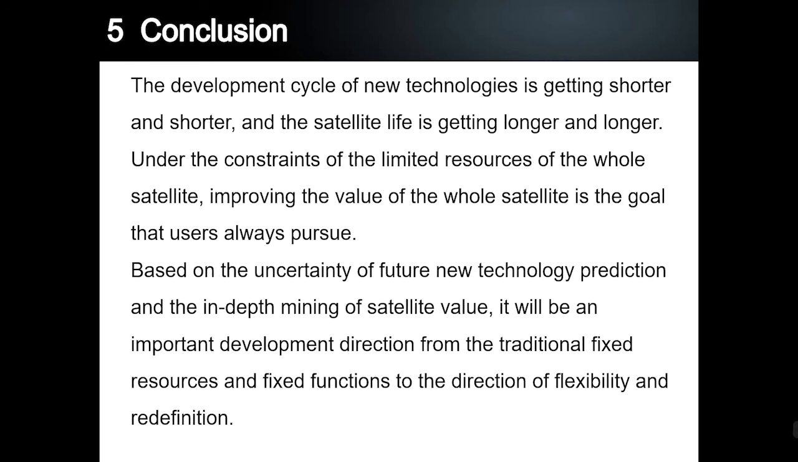The development cycle of new technologies is getting shorter and shorter, and the satellite life is getting longer and longer. Under the constraints of the limited resource of the whole satellite, improving the volume of the whole satellite is the goal that users always pursue. Based on the uncertainty of future new technology prediction and the in-depth meaning of satellite volume, it will be an important development direction from the traditional fixed resource and fixed functions to the direction of flexibility and redefinition.